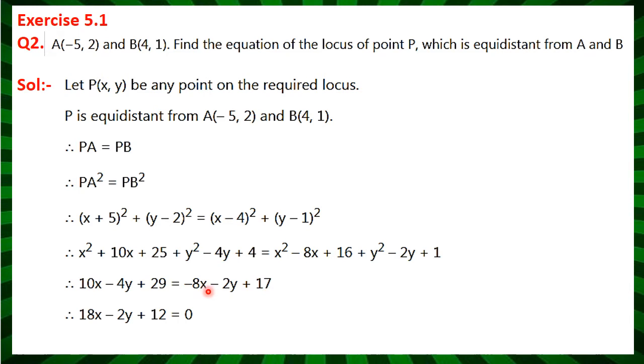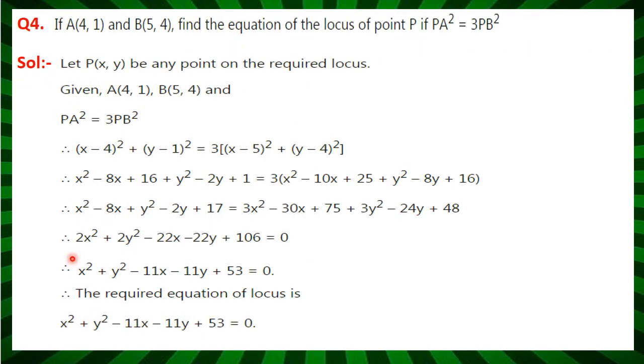So collect all the x terms, y terms and constants together. Here we will get 10x and plus 8x, that is 18x; minus 4y plus 2y is minus 2y; and 29 minus 17 is 12. So the required equation of the locus is 18x minus 2y plus 12 is equal to 0.